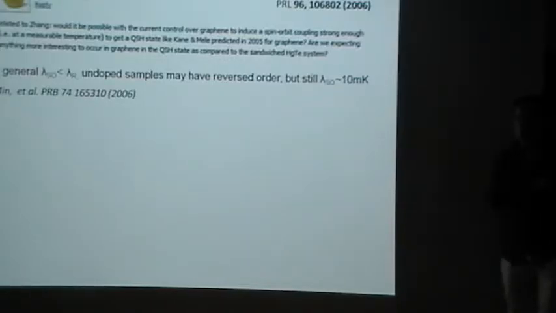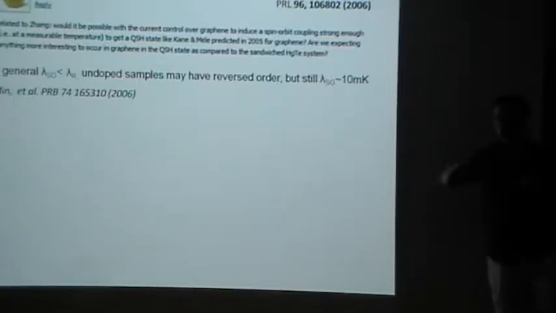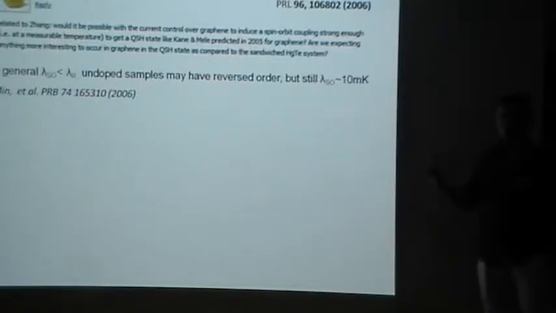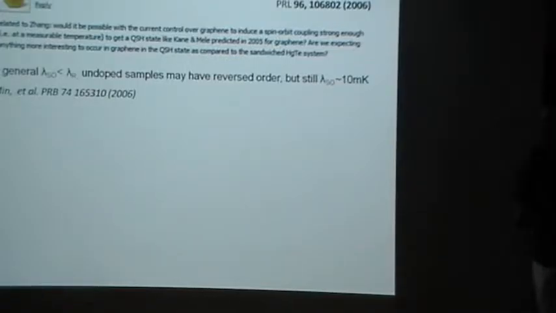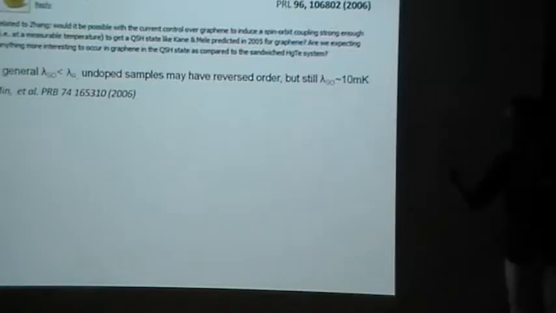In general, in most of the graphene experiments, graphene is on a substrate and you use a gate to tune your carrier density. So in general, the intrinsic spin orbit coupling will be smaller than your Rashba spin orbit coupling, so there's no chance of actually seeing this. But say you can remove your Rashba spin orbit coupling, you could see it. So that's what these authors argue after calculations. In undoped samples, you may have the reversed order where the intrinsic spin orbit coupling is in fact dominant. But then still we're talking about temperatures of 10 millikelvin.